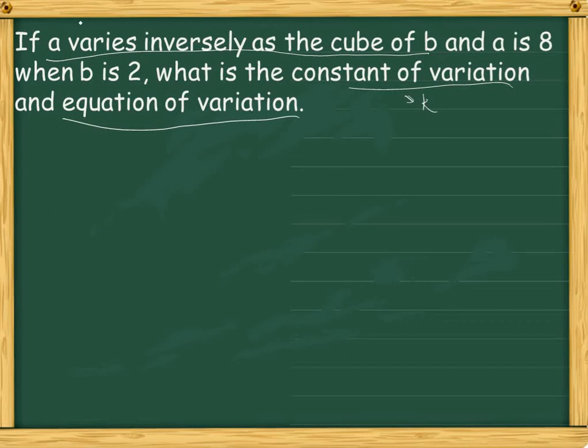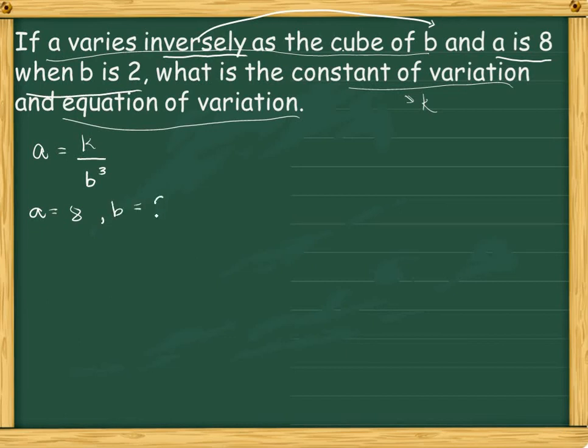Ang unang binanggit ay si a, so isolate a is equals to k, and we have the word inversely, so magkakaroon tayo ng over. Sino yung ini-inverse niya? Yung pangalawang variable, which is si b. But take note, si b po ay naka-cube, so this is b cube. Now, let's proceed to the second statement. A is equals to 8 when b is equals to 2.